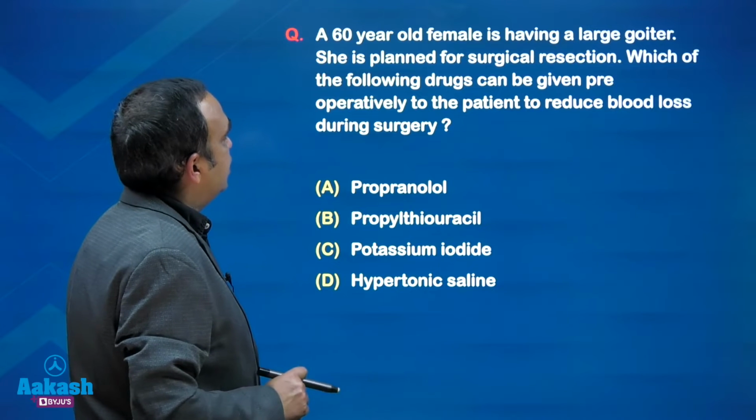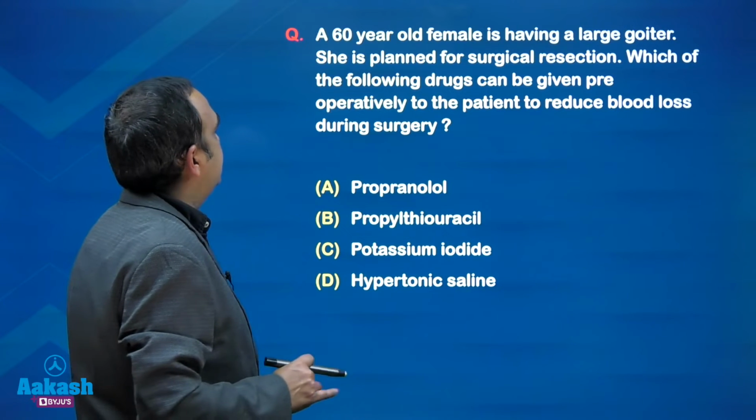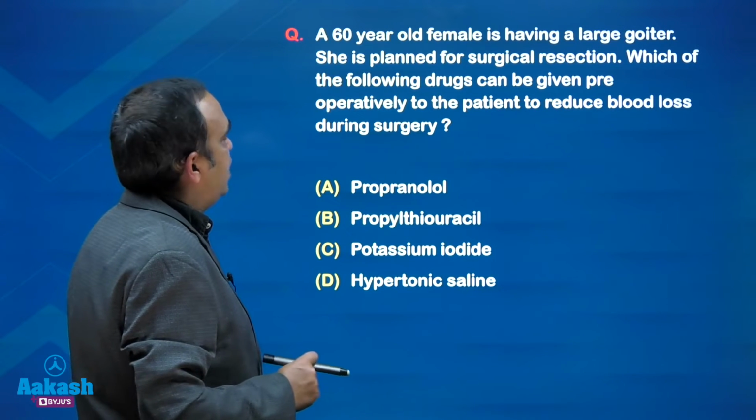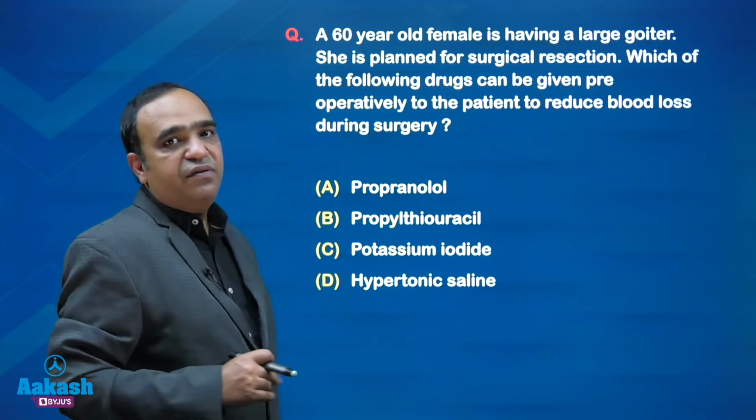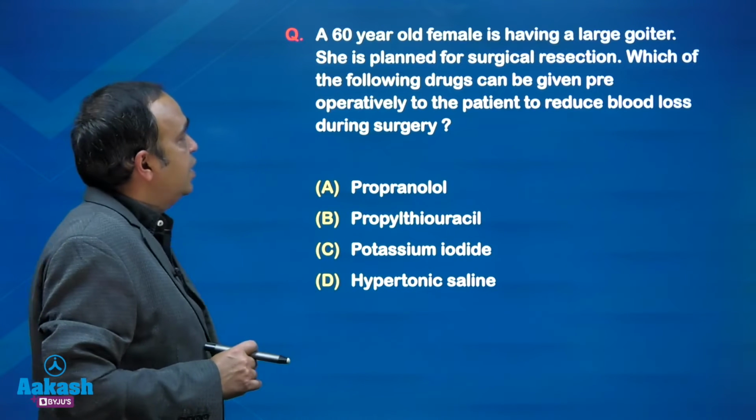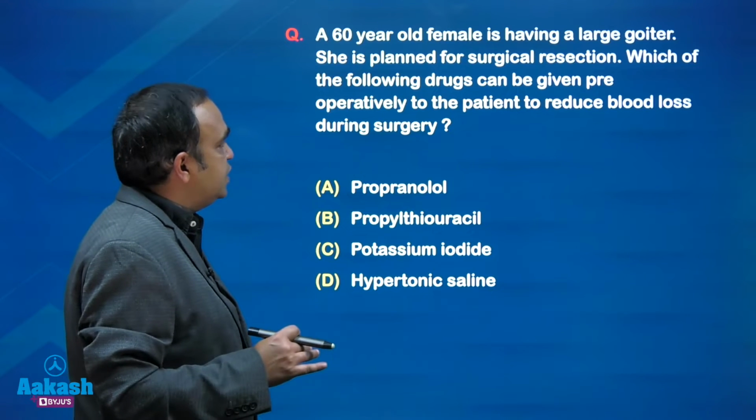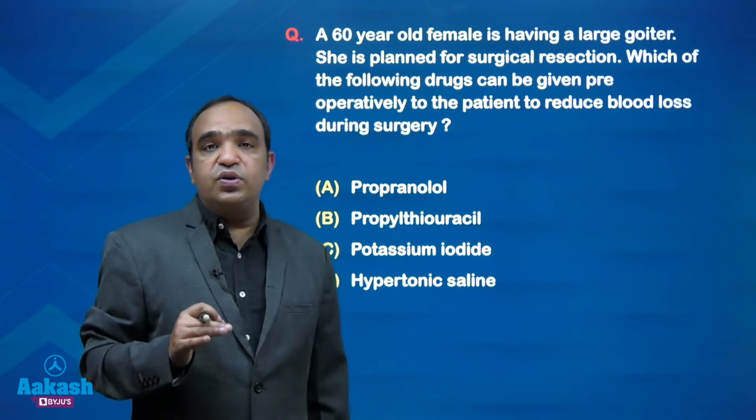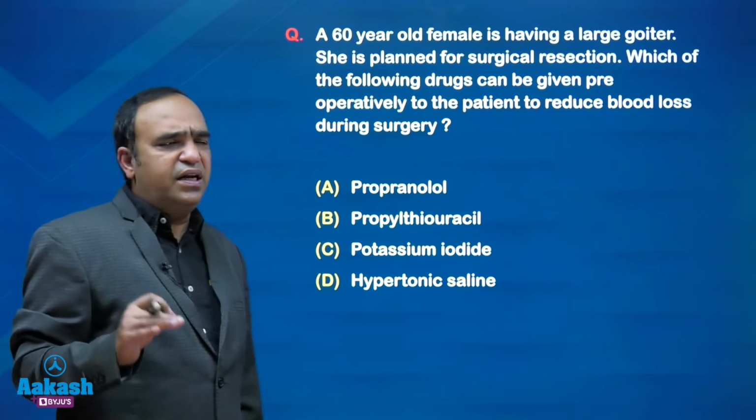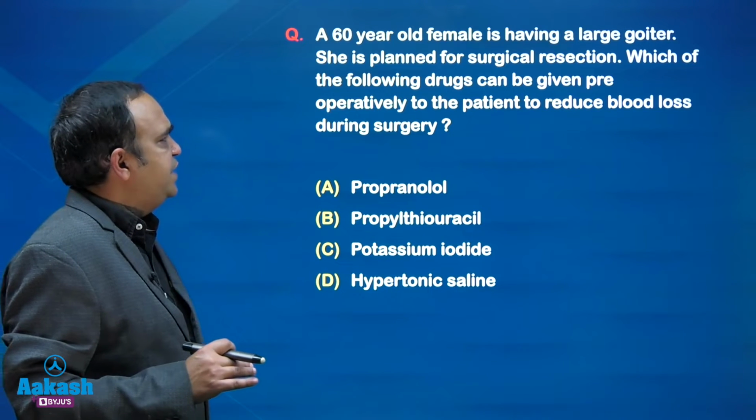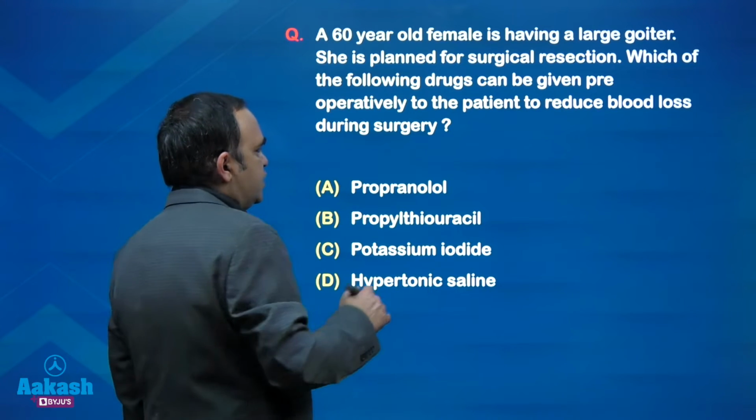Okay, next question. This is about thyroid. A 60-year-old female is having a large goiter. She is planned for surgical resection. Which of the following drugs can be given preoperatively to the patient to reduce blood loss during surgery? Again, relatively straightforward, right? Okay, let us look at the choices.